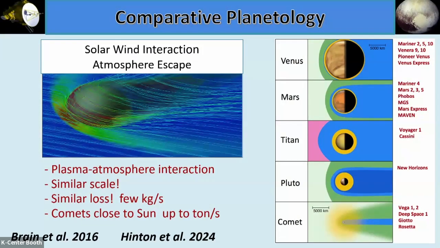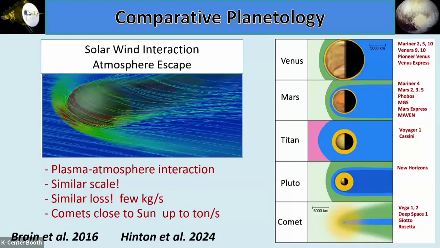And this seemed bizarre. Now, the exception to that, of course, is the comets, which come in and actually dump as much as tons a second. But if we just look at the planets, objects with atmospheres interacting with the solar wind or with the magnetosphere, you end up with a similar number.